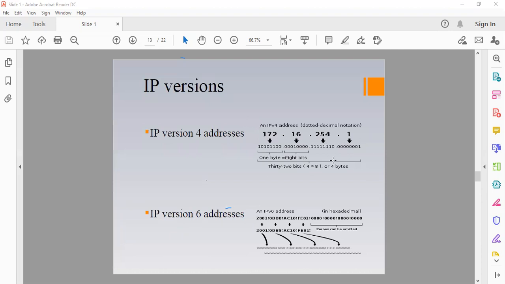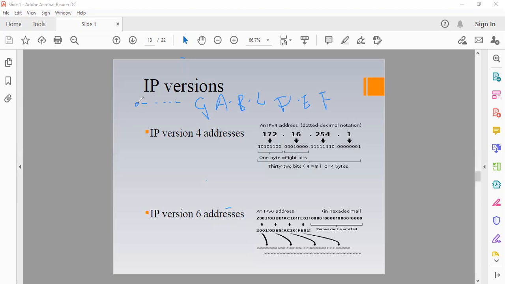This is IP version 4, while IP version 6 is in the form of hexadecimal. Hexadecimal values are like that. We have 0 up to 9, that is 0 1 2 3 4 5 6 7 8 9. After that we will use A, B, C, D, E, and F. That means 16 numbers.